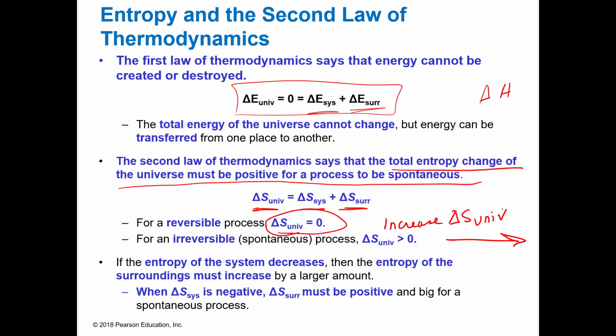So the entropy of the universe is constantly increasing as we do spontaneous reactions. If the entropy of the system decreases, the entropy of the surroundings must increase by a larger amount because we're always going to get a higher change. And so that's why the entropy of the universe is always increasing. When the delta S, the change in entropy of the system, is negative, then the delta S of the surroundings must be positive. And so that will also mean that that is a spontaneous process.